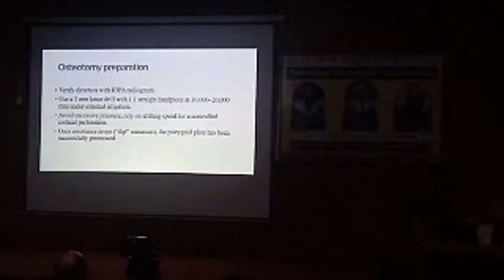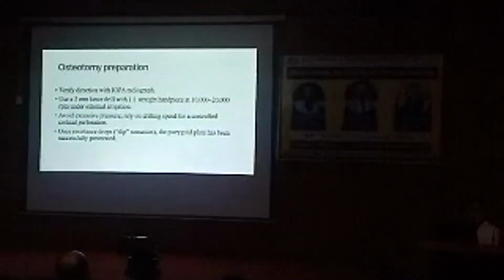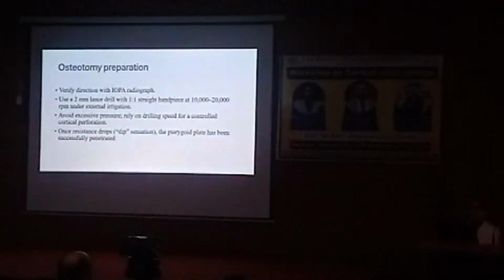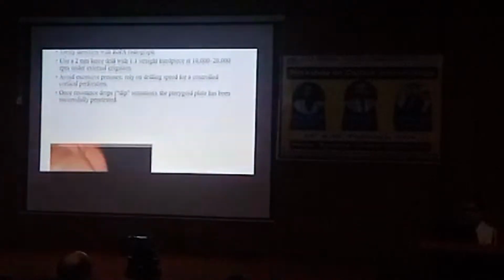Without excessive pressure, rely on drilling speed for a controlled cortical perforation. This is all technical. When you are drilling, we shouldn't put excessive apical pressure. The drill moves on its own; it will keep creating its area. You just go in and out so that your external irrigation goes in and no heat necrosis happens. Once resistance drops, it means the dip sensation is felt and the pterygoid plate has been successfully penetrated. You will understand this better in the hands-on session.